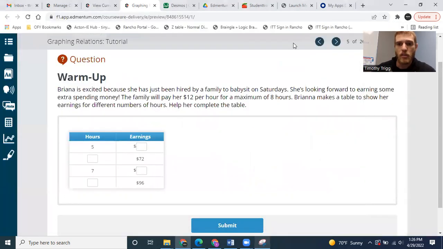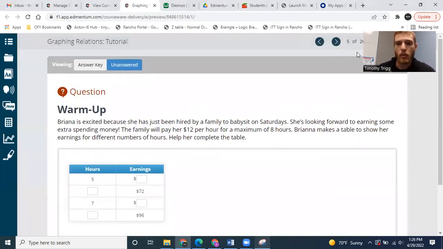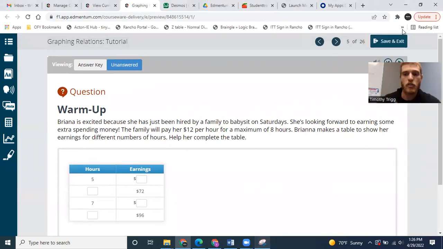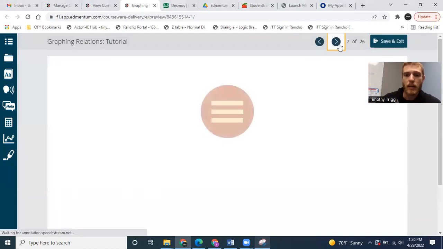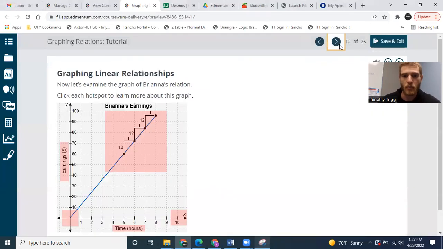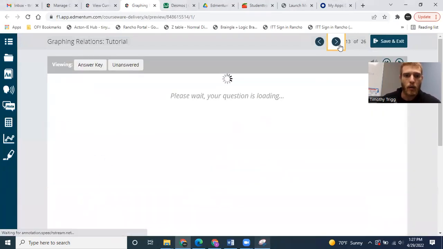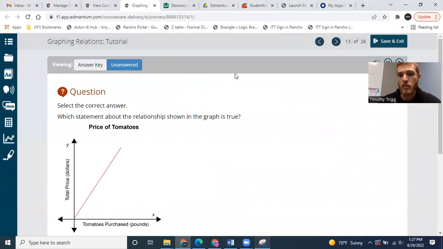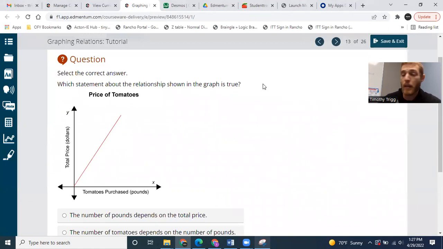Okay. This is page 5 of the tutorial. So we're going to move through the tutorial pretty quickly. Just kind of skip ahead until it stops you, and we'll go over those problems as they come up. Okay, the next part that really stops you is page 13. So you can just skip ahead all the way to page 13 and we'll go over this material.